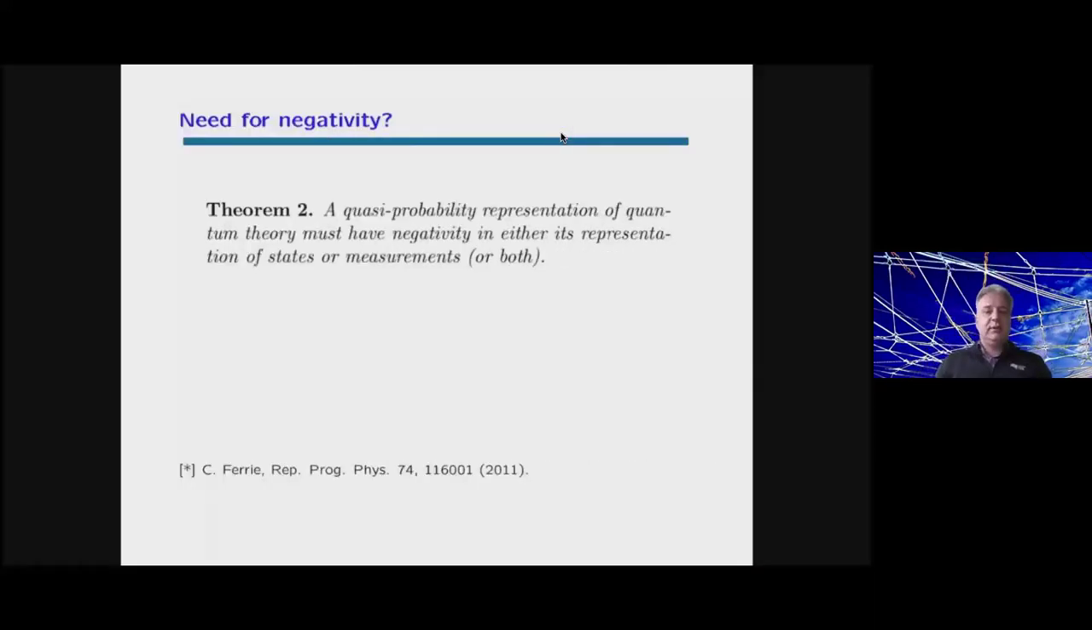And so can this really be true? Because there are theorems in the literature that say you can't have it. Here is one theorem by Chris Ferrie that I have just copy pasted. It says a quasi-probability representation of quantum theory must have negativity in either its representation of states or measurements. So positive representation of both doesn't seem to be possible. It's excluded by this theorem. However, this is precisely what we say. You have positivity in both. And so how does this fit together?